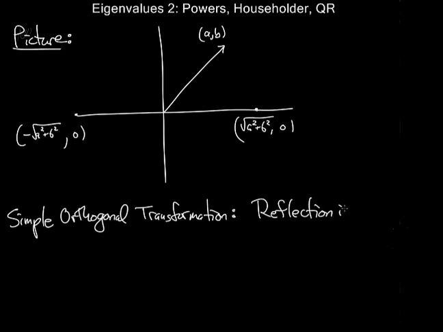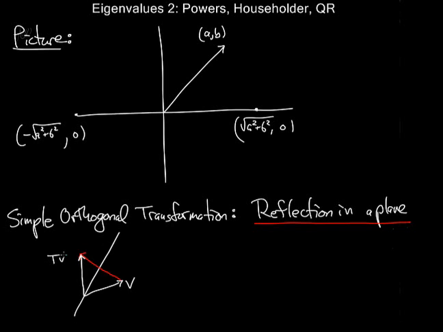The point is that reflections are orthogonal. If you take a reflection in a plane, that's an orthogonal transformation. The picture is you have a plane, in this case a line, you have a vector, and you reflect it onto the other side of that plane. And that's clearly a length-preserving operation. And remember, length-preserving means orthogonal, so that's a simple example of an orthogonal transformation.